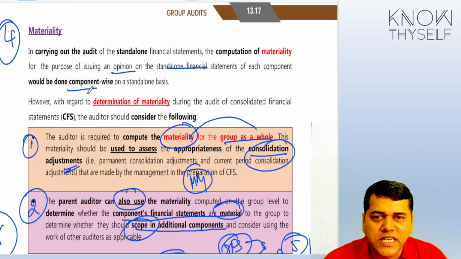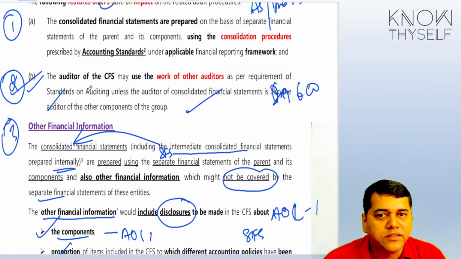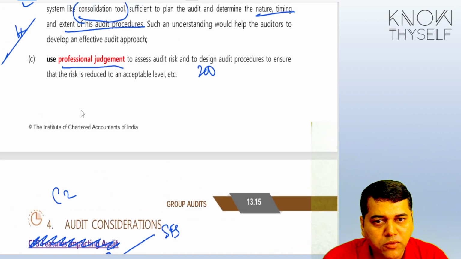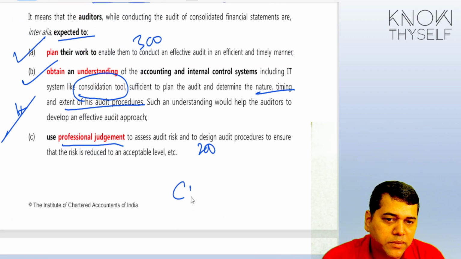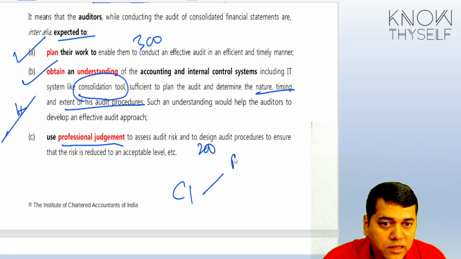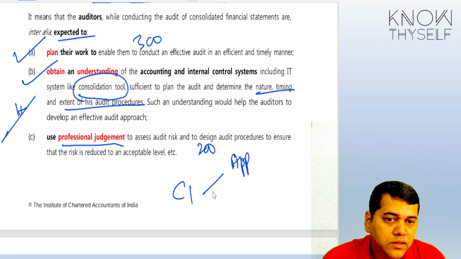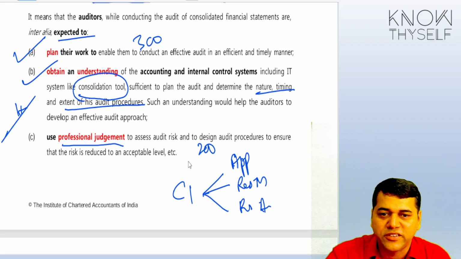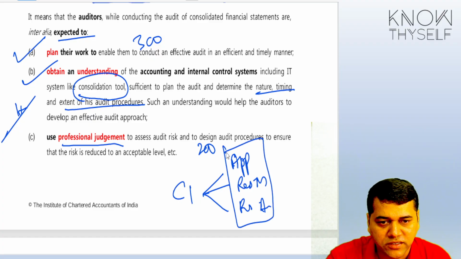Okay, we can start from here only. Audit considerations. So, this is your concept number 2. In concept number 1, what did we learn? In concept number 1, we learned about the basics. Is it required? Applicability, responsibility of management, responsibility of auditor. So, it's easy, right? In concept number 1, you talk only about 3 things.